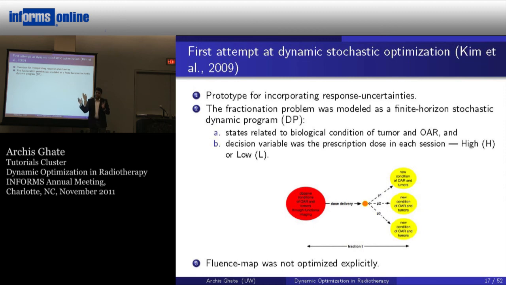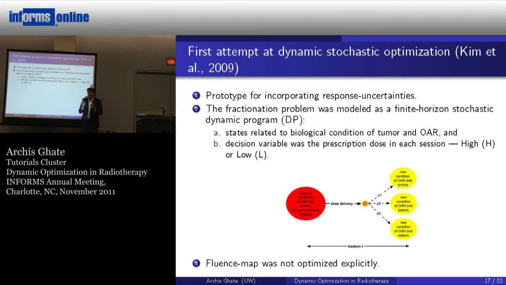Finite horizon because typically the treatment will be 30 days. The patient will come back 30 times. You're all in operations research, so it's a stochastic dynamic program, a very simple one, where we will have only two things. We'll have states that relate to the condition of the tumor and the condition of the organ at risk. At a very high abstract level, I'm going to take a picture that tells me the condition of the tumor and the condition of the organ at risk, and I'm going to have some kind of a probabilistic model for how this condition is going to evolve over time. I'm going to use that to build a stochastic dynamic program.